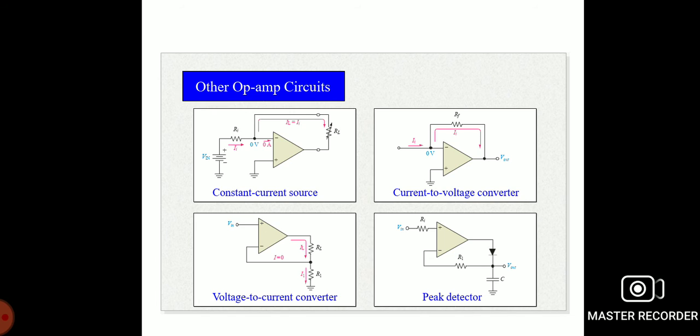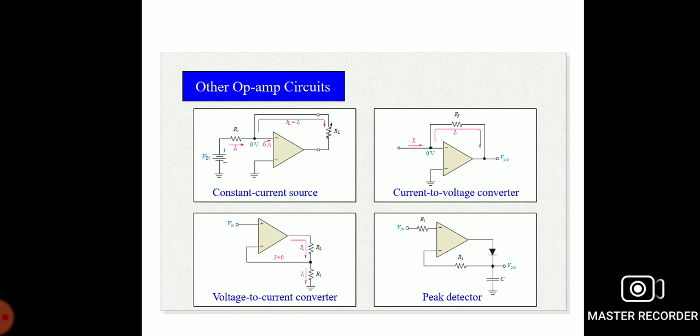Next, the current to voltage converter. It has the same structure, with the input voltage connected and feedback through the resistance R F. Then the voltage to current converter, in which the non-inverting input is connected with feedback through R L and R1. And then the peak detector circuits, which are anti-log operational amplifier circuits.